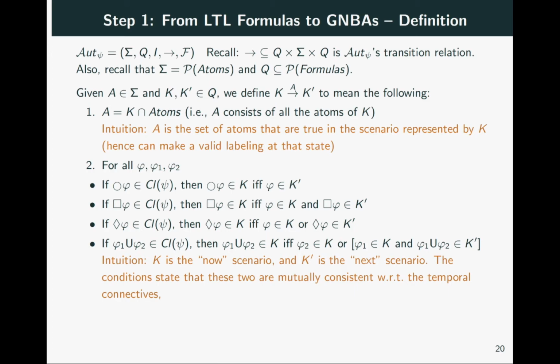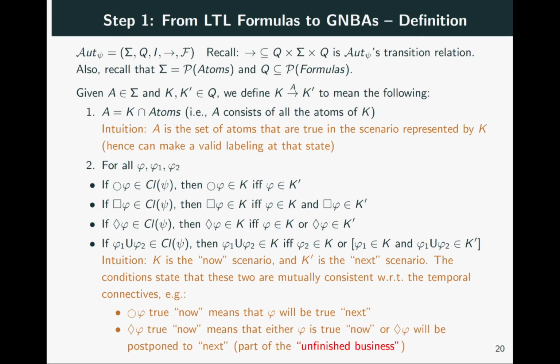To understand these conditions, think of K as the now scenario or current state scenario, and think of K prime as the next state scenario. With this in mind, we can see that all the conditions do is make sure that the transition of now into next takes place consistently. For example, of course, if our now scenario has next phi true, our next moment scenario should have phi true.